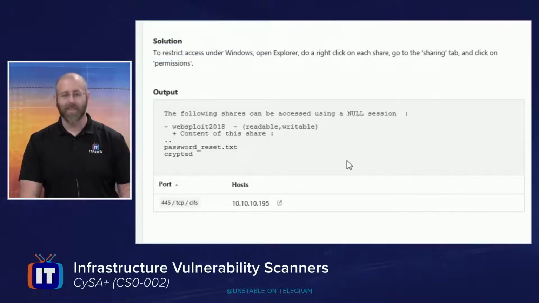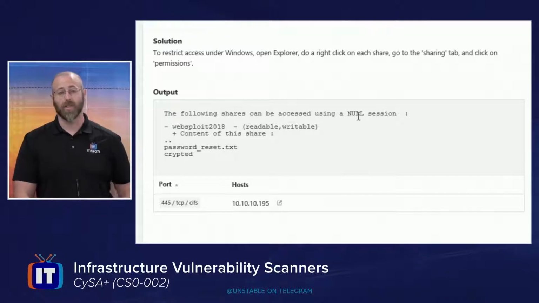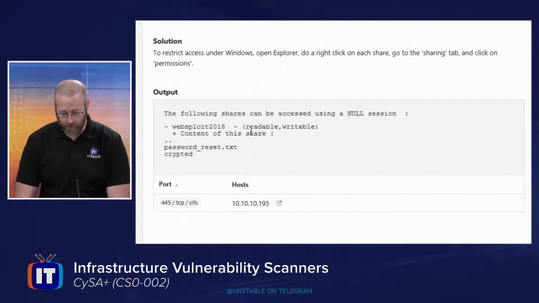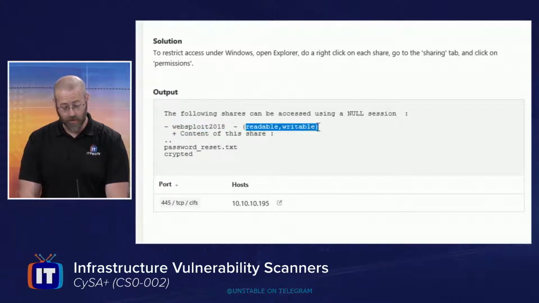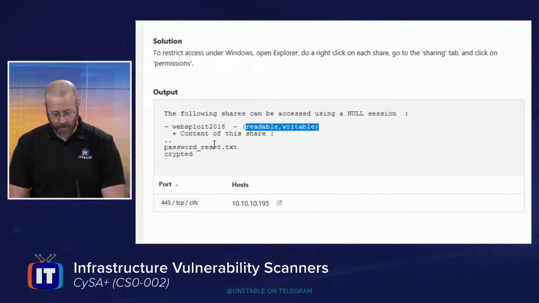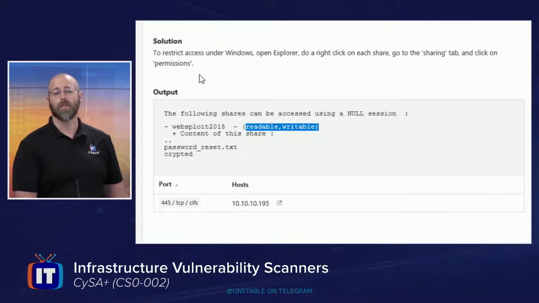Solutions are great, but here's the actual output. Right here it says the following shares can be accessed using a null session. Null session just means it didn't use really any username or password. It was just able to access these things. It said, here's the name of the share, which is Websploit 2018. It is readable and writable. That makes my heart go pitter-patter. I don't know about you, Wes, but that's probably an issue you're going to want to address, which the solution would take care of. I would change the permissions on that share so that that would not happen.